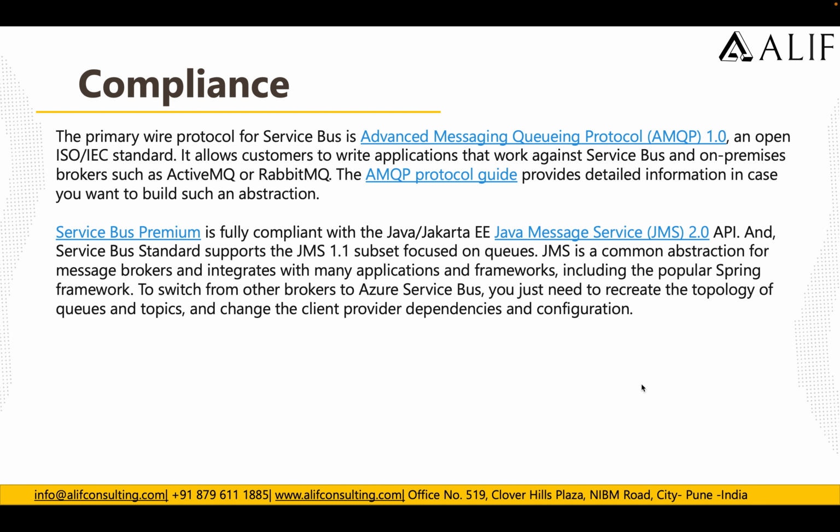So as mentioned in the compliance, yes, our Service Bus Premium does support Java Message Service, and the Standard supports JMS 1.0, which means if there is any other provider like ActiveMQ or RabbitMQ, we don't need to make many changes within the application. We just need to recreate our topology, like queues and topics, and we can go ahead and integrate our services with Azure Service Bus.